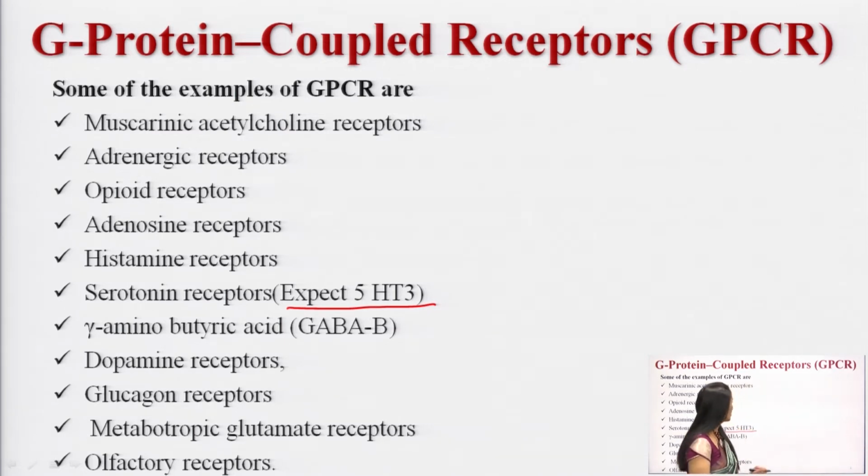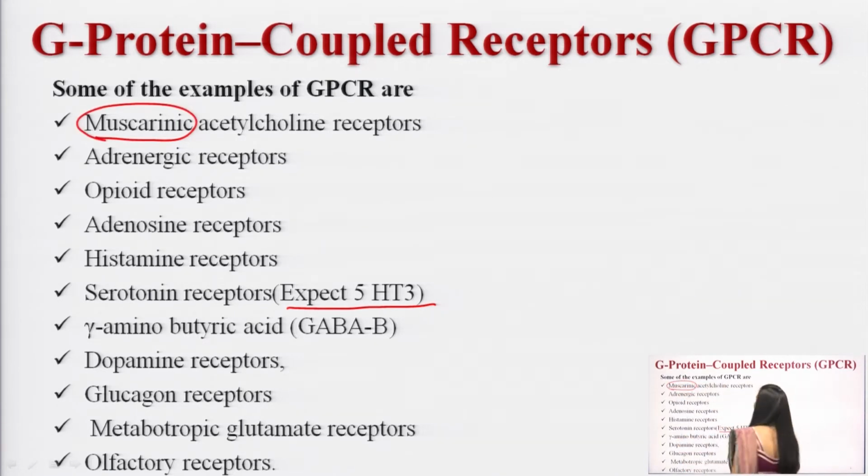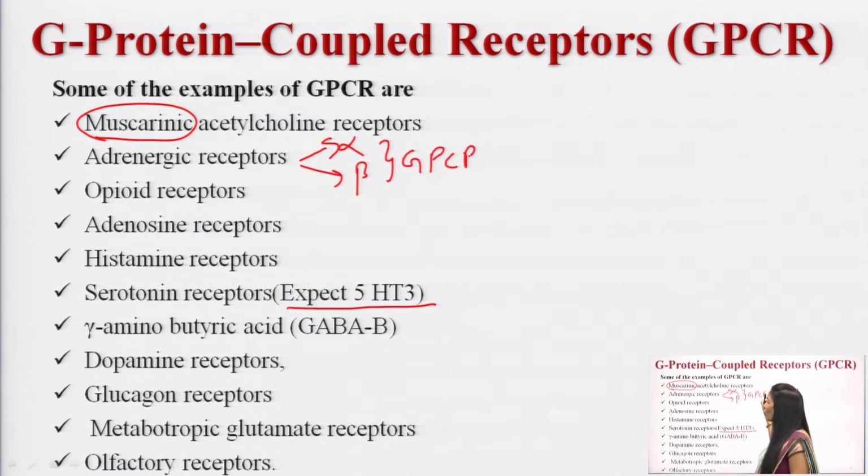Okay. So, if I am talking about the muscarinic, I have mentioned muscarinic because acetylcholine has two types of receptors, one is muscarinic and the second one is nicotinic. Muscarinic falls under GPCRs, but not the nicotinic. And if I am talking about adrenoceptors, both alpha and beta are GPCRs. Okay, opioid receptors, all opioid receptors are GPCRs, right.